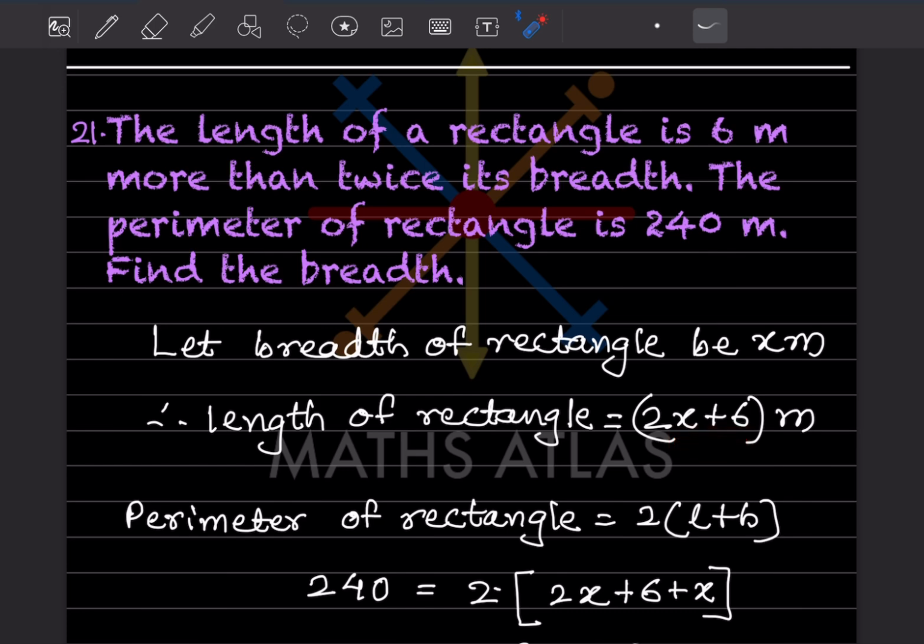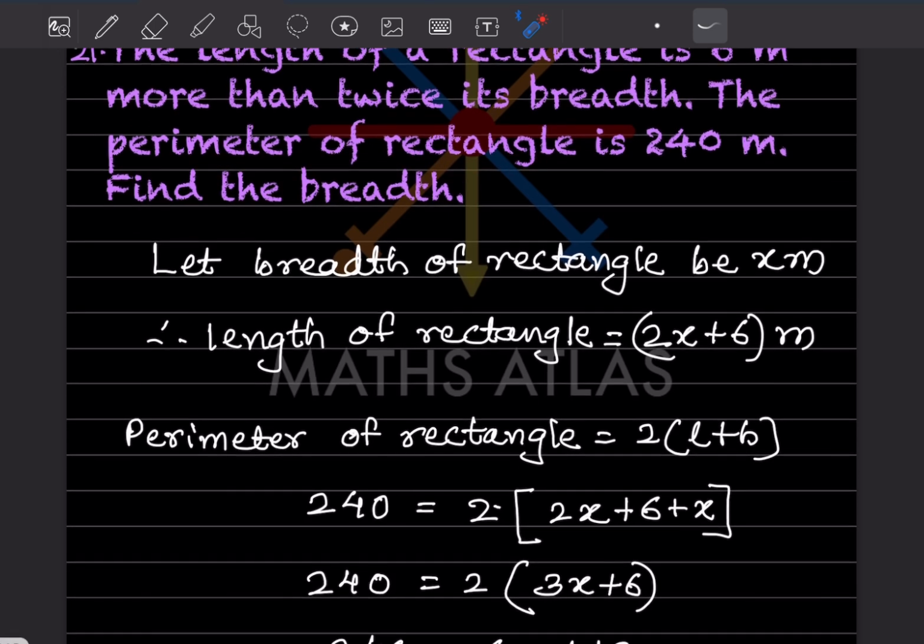Now let us write, because they have given the perimeter of the rectangle. So we'll start with this one. The perimeter of a rectangle is twice into length plus breadth. And the perimeter is given as 240. So below this we'll write here 240. This is 2. In place of this length, we'll write 2x plus 6. And this breadth is x.